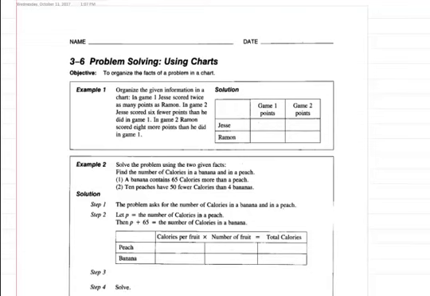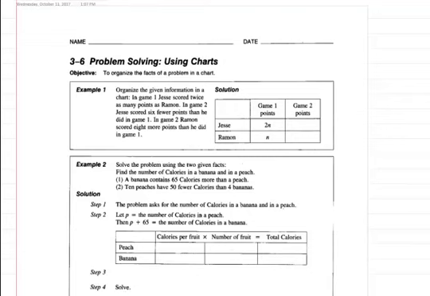First, it says, in game 1, Jesse scored twice as many points as Ramon. So in order to figure out what's going on here, we need to talk about variables for Jesse and Ramon. So Jesse scored twice as many points as Ramon. That means Ramon is going to be our N or X or whatever letter you want to call it. And Jesse, twice as many, would be 2N.